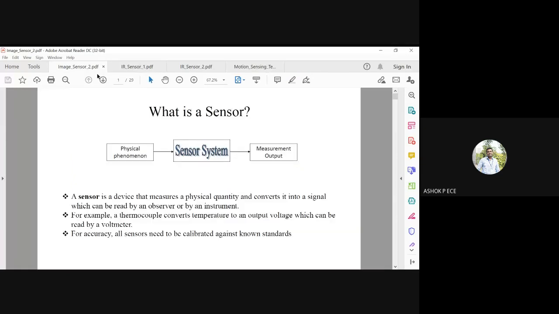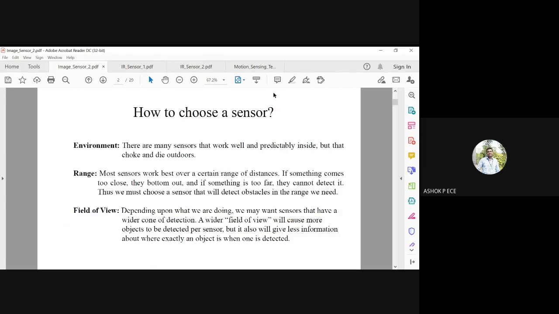I'm closing it. The second one: the definition of a sensor we have seen. It is going to convert a physical phenomenon into a meaningful measurement output. So it converts a physical quantity into a signal which is read by the observer. Now let's see how to choose a sensor.